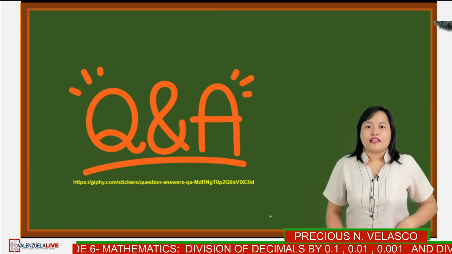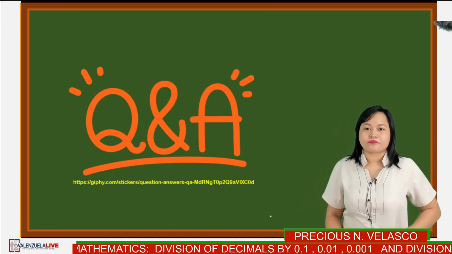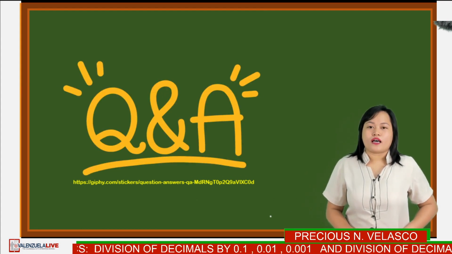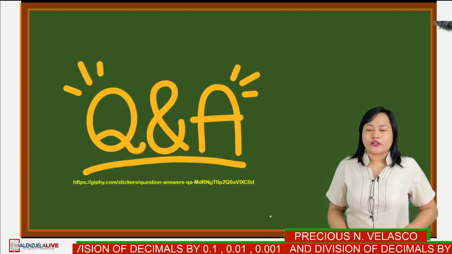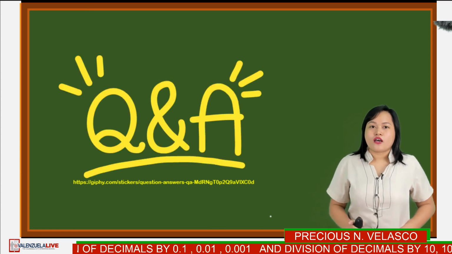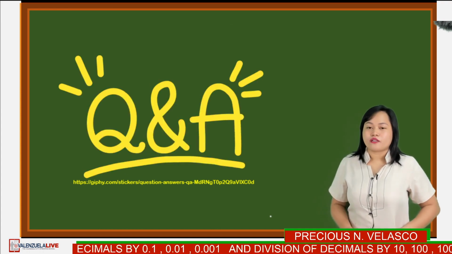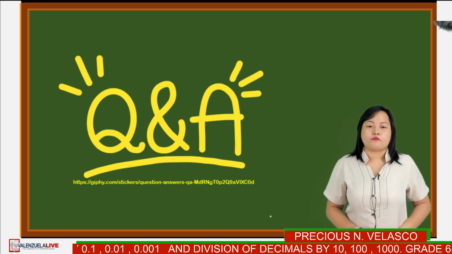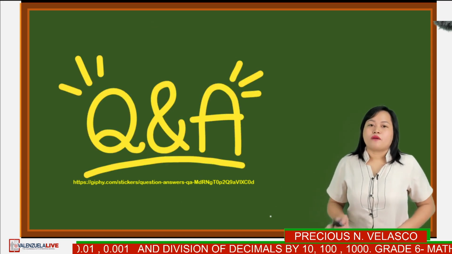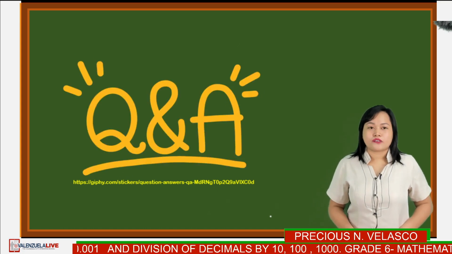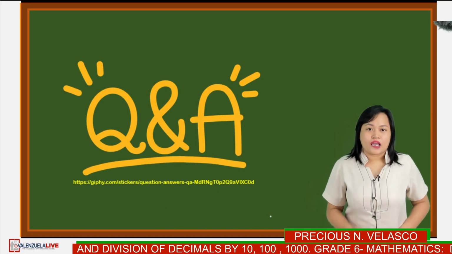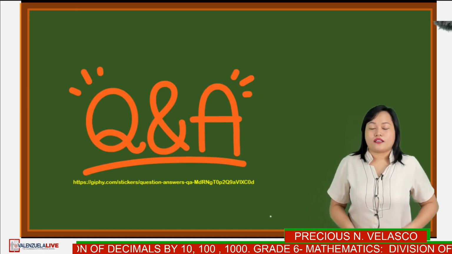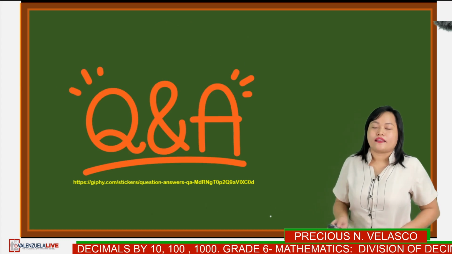Okay, so let's see questions. I have this one. The question is, how are we going to divide faster? First, you are going to look for your divisor. If that is in 1/10, 100ths, or 1,000ths, we are going to move our decimal point to the right. But if that is 10, 100, or 1,000, we are going to move it to the left. So that is a faster way in dividing decimals by 1/10, 100ths, and 1,000ths.